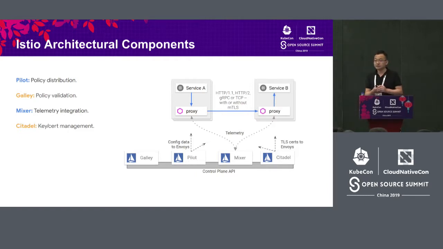There are three major components on Istio control plane. First, Pilot is responsible for distributing policy to every Envoy. Galley does policy validation to make sure the policy is good to use. Mixer is the integration point to collect and report metrics to all different backends, like Prometheus, Grafana, whatever monitoring system or logging system, tracing system you like to use. Citadel is the key manager, provisioning key and cert to every single workload, and then you can establish mutual TLS to secure the connection.